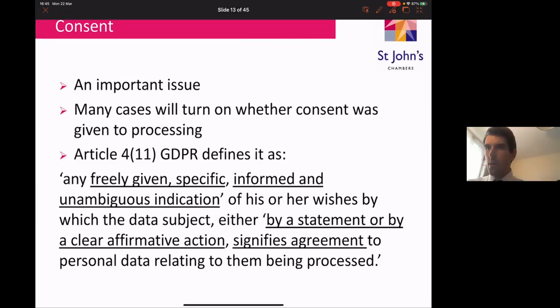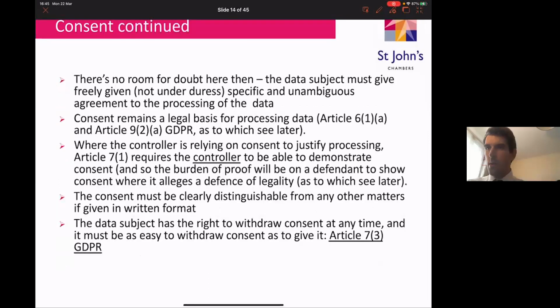Now, for once with a statutory definition, it seems to me that there's no room for any doubt there about what consent amounts to. It has to be something which the data subject has freely given, not under duress, which is specific and unambiguous. It is, we'll come on to see, a legal basis for processing data both under Article 6 and 9 of the GDPR, that is 6.1(a) and 9.2(a).